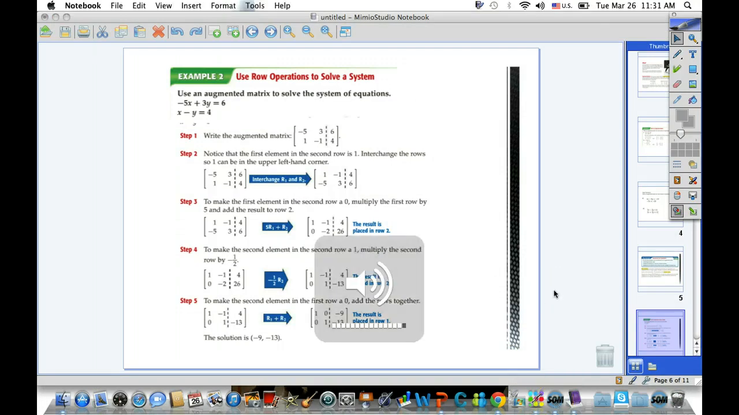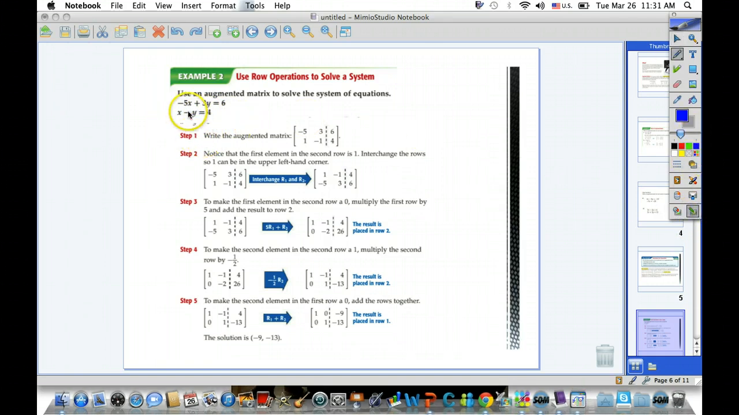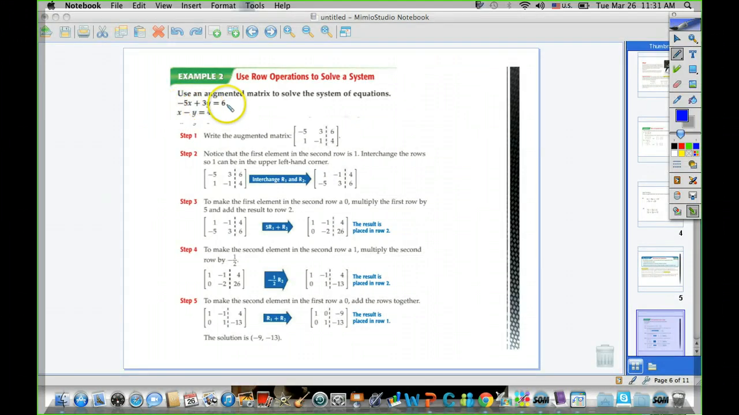Okay, so when we're using row operations to solve a system, we use the augmented matrix. So here you see -5x plus 3y equals 6 and x minus y equals 4. So again, to use an augmented matrix, we're going to rearrange this. It's -5, 3, 6 in the first row, and 1, -1, and 4 in the second row. And you see these dashed lines here in the matrix that tell us that 6 and 4 are the constants.